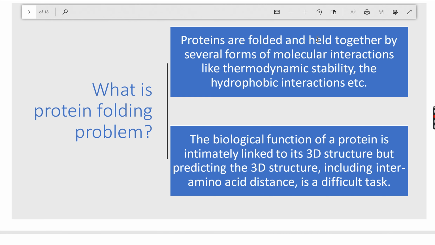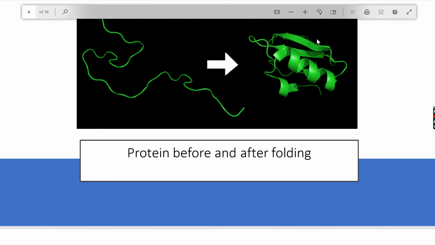Coming next, this is how it looks. On this side we have the amino acids. This is a strand of amino acids which, when folded together, becomes the protein fold. Amino acids are basically responsible for making these proteins. The left image is before folding and the right image is after the 3D folding has happened.